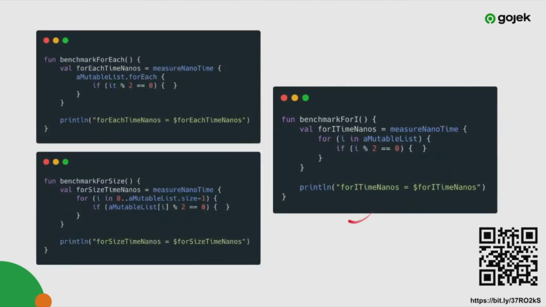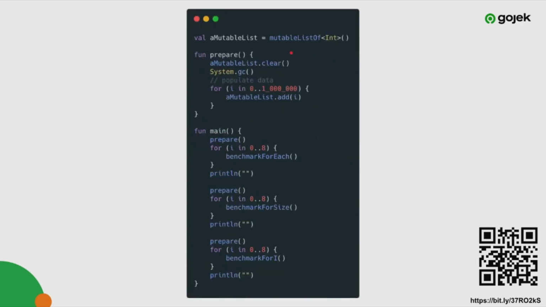Okay, let's have an example here. So we have three examples here. For the first one, we'll try to benchmark forEach, which iterates the list using forEach, and we will try to access the element inside it. And then the second one, we have a for size, which iterates the list using for i in 0 until the size of the list, and then we will try to access the element using i. And the third one, we have the for i, which iterates the list using for i, and then we will access the element inside using i. And we'll see the time needed to run these three pieces of code.